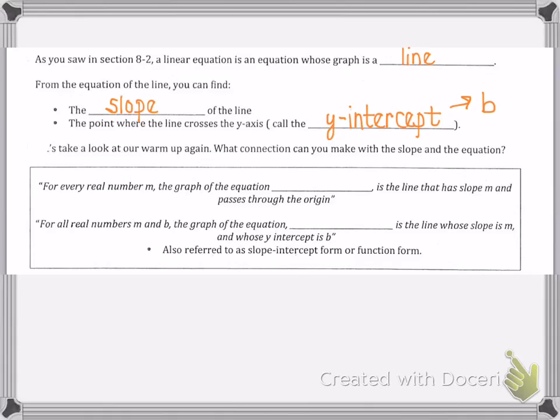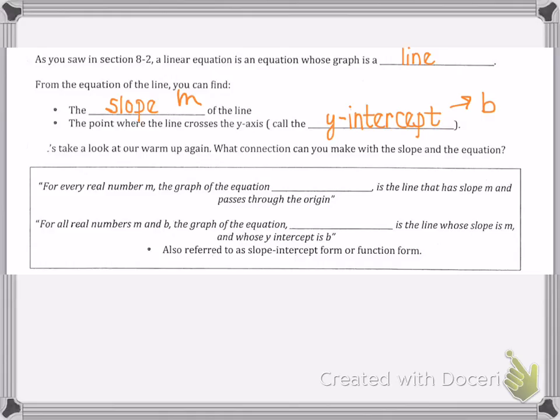So you can find the slope, which we symbolize with a lowercase m, and you can find the point where the line crosses the y-axis. We call that the y-intercept. And I just made a note, we use the variable lowercase b to represent the y-intercept.